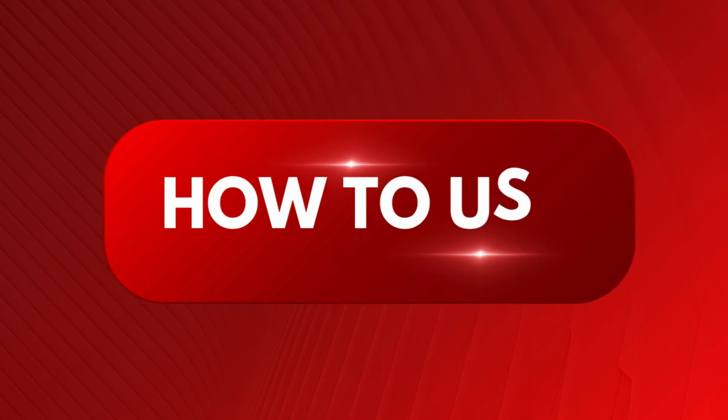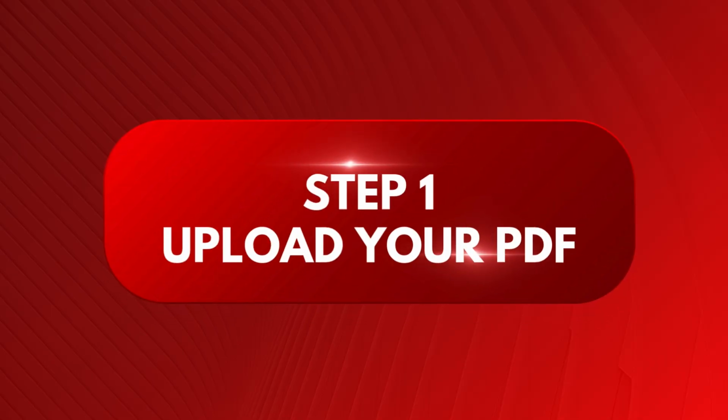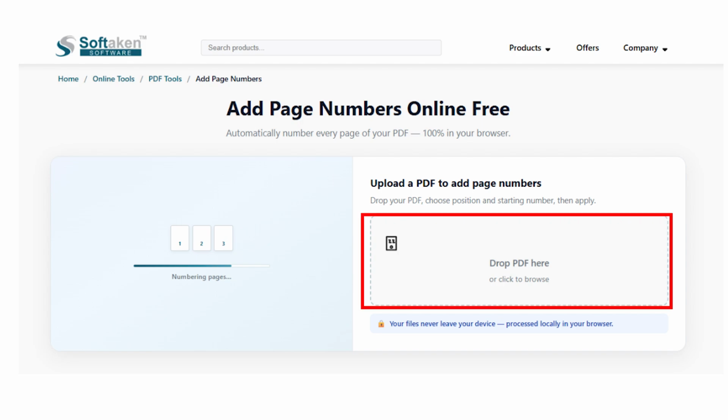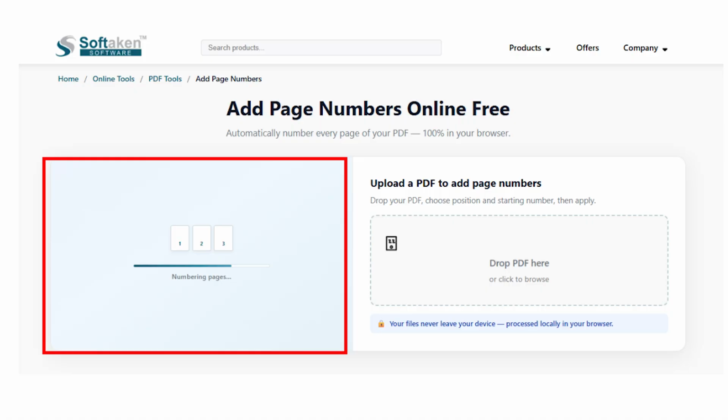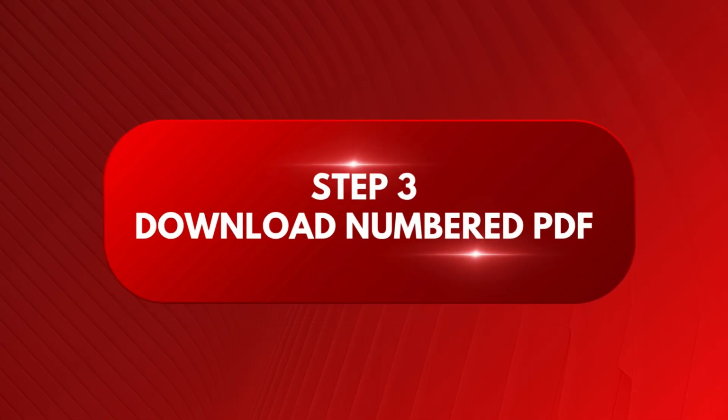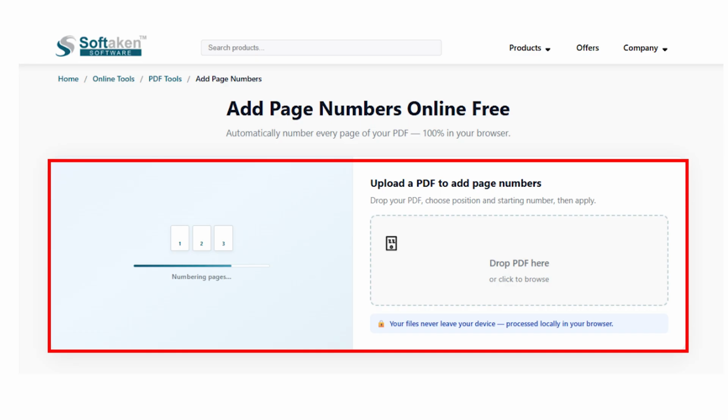How to use: Step 1. Upload your PDF. Select or drag and drop your PDF file. Step 2. Choose position and format. Set the page number, location, and style. Step 3. Download numbered PDF. Save your PDF with page numbers instantly.